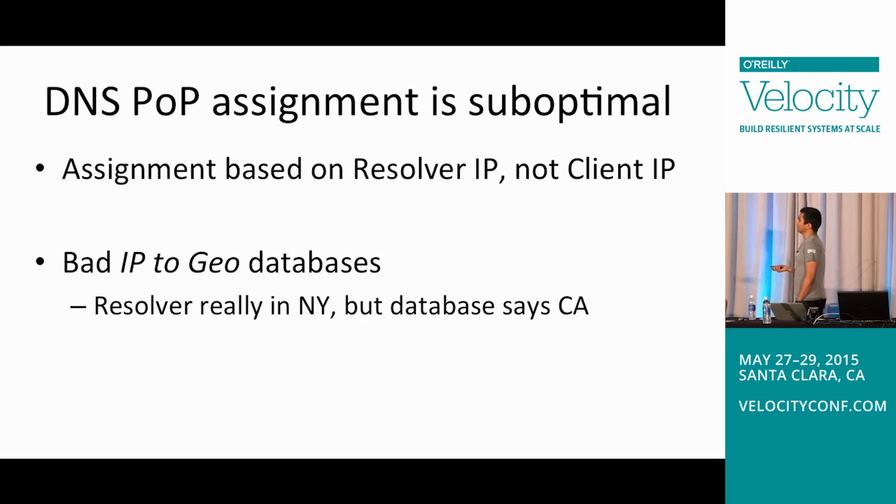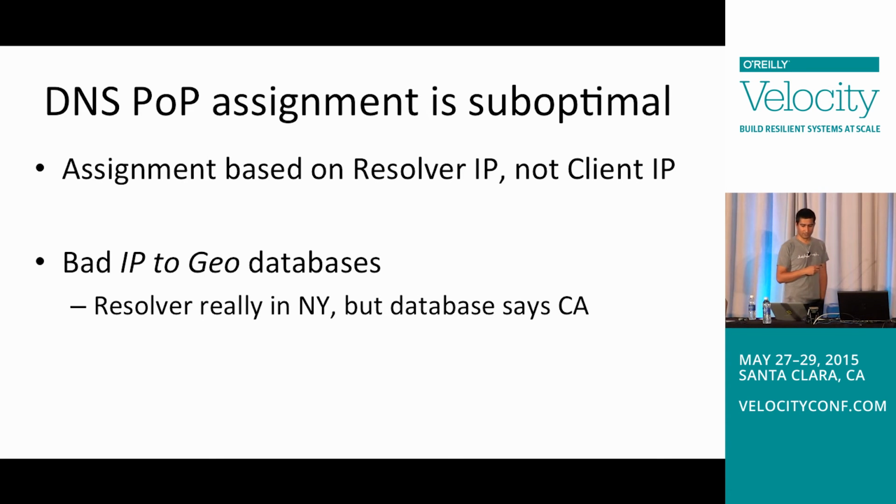The other problem is, think about how these DNS services actually figure out the location of the user, right? They use some database, some IP to geo databases, and those databases could be wrong. So what they do is, given this IP, look up which latitude, longitude this IP is on, and that's your location, right? But these databases can be wrong. They are actually known to be wrong. For example, the resolver that the user is using could actually be in New York, but the database says it's in California. So based on that, your DNS service will say, okay, you should probably go to the West Coast.